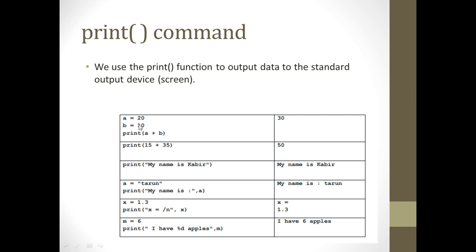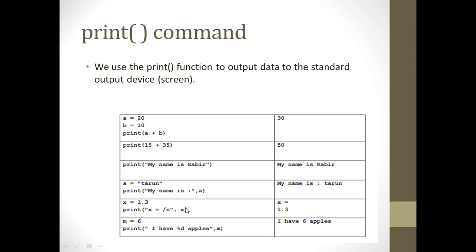So, for example, if we have a is equal to 20, b is equal to 10, print of a plus b prints 30. So instead of variables, if I pass numbers also, it gives the output. Print of "my name is Kabir" within double quotes prints it. Or if I want to give any string and a variable, even that is acceptable.